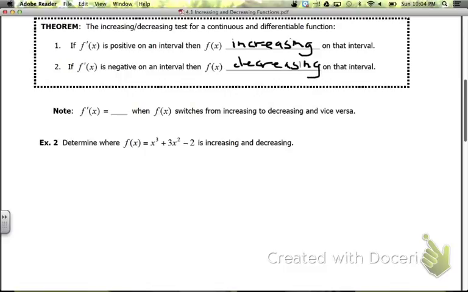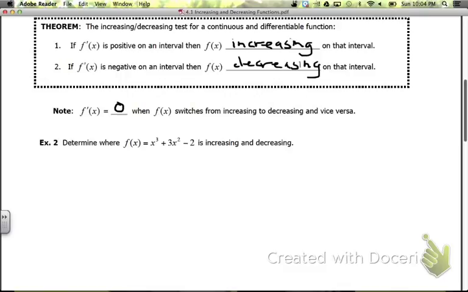Note here, if f prime of x is equal to 0, that happens when f of x switches from increasing to decreasing. That is obvious because when we look at our tangent lines and want to find an extremum, a max or min, we know that if we set our derivative equal to 0, that's going to be a max or min.